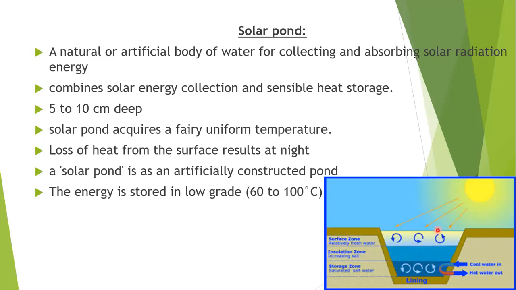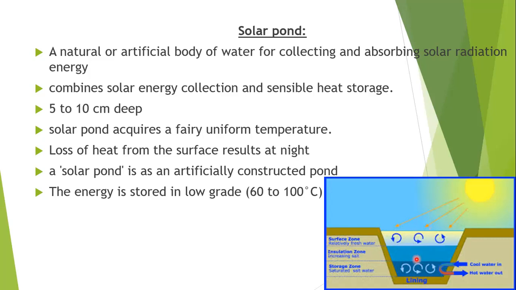So actually we can call the solar pond an artificially constructed pond in which temperatures can rise to our desired values. And the best term for this solar pond is salt gradient solar pond or non-convecting solar pond. Okay, so we can call the solar ponds by these specific terms, salt gradient solar pond or non-convecting solar pond. These two are different from the shallow solar ponds.